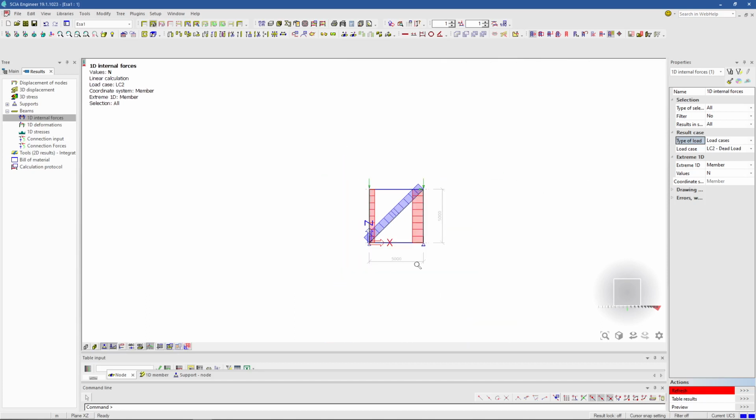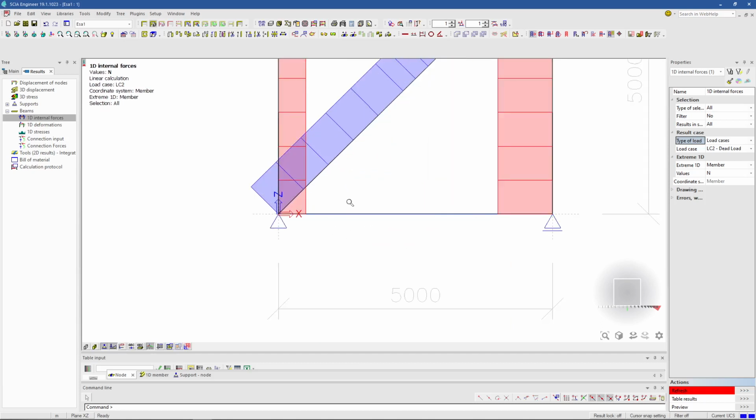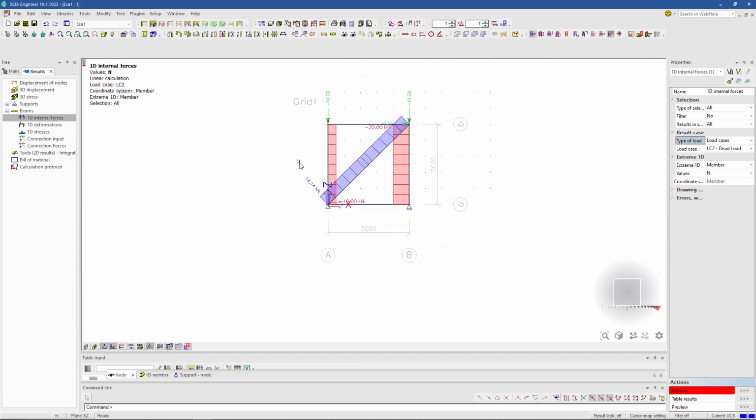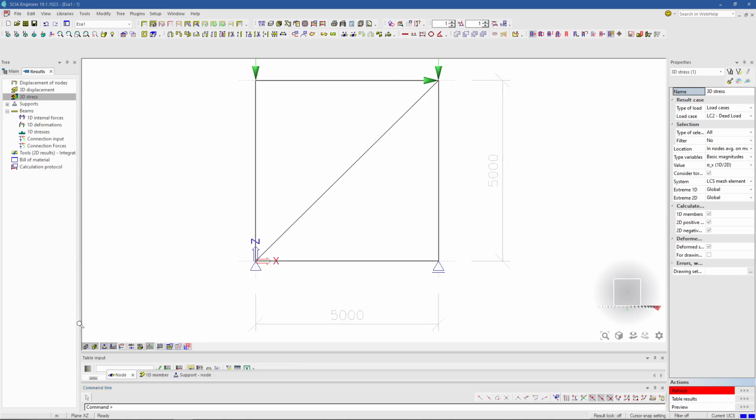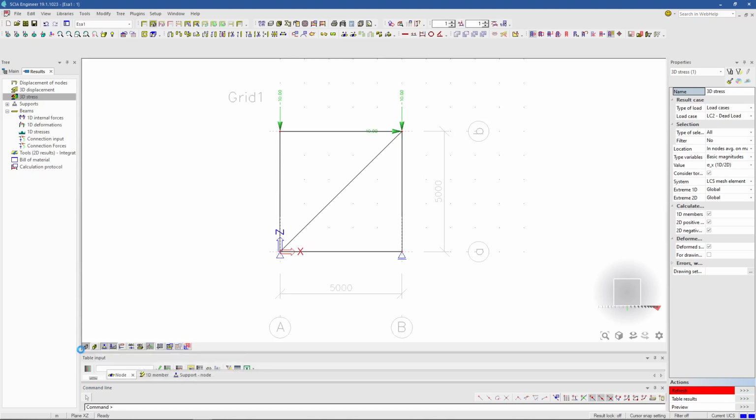So there goes our first truss modeled. Now let's take a look at our 3D stress. Let's activate volumes, considering the dead load or stress on the deformed shape.